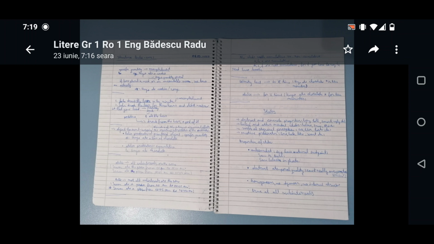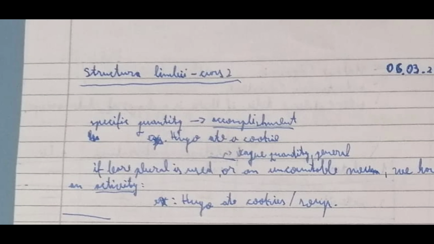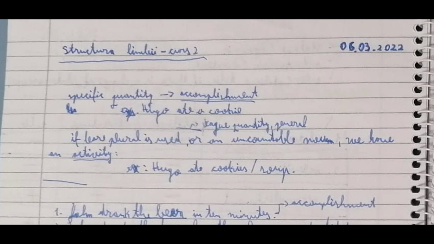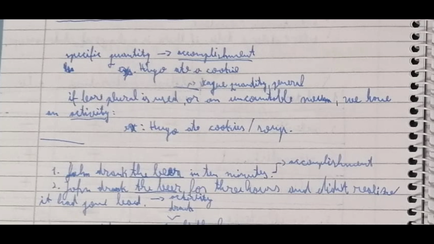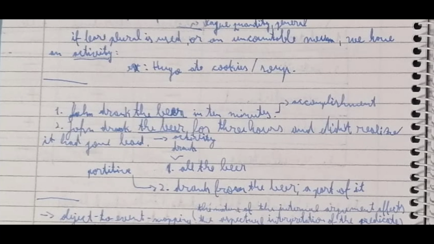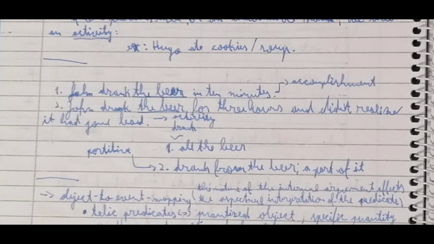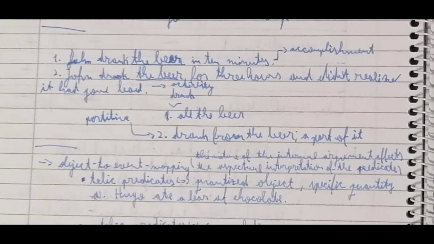Next, the second course. Specific quantity, accomplishment. Hugo ate a cookie. Vague quantity, general. If a bare plural is used, or an uncountable noun, we have an activity. Hugo ate cookies, soup. John drank the beer in 10 minutes. Accomplishment. John drank the beer for 3 hours and didn't realize it had gone bad. Activity. All the beer, or partitive, drank from the beer, part of it.